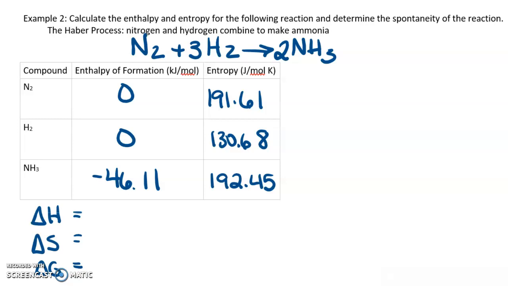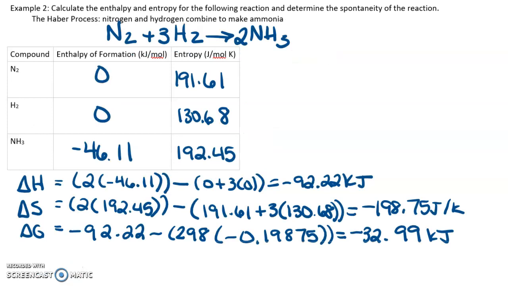Keep in mind, because nitrogen and hydrogen are in their natural or stable state, they have an enthalpy of formation of 0. I'd like you to challenge yourself and see if you can find the delta H of this reaction, the delta S of this reaction, which is the same idea of products minus reactants, and try to find the delta G of the reaction, assuming that this is at standard conditions. So taking all of that into account carefully, pause the video and see what you can do before you move on. So these are the answers that I got mathematically.